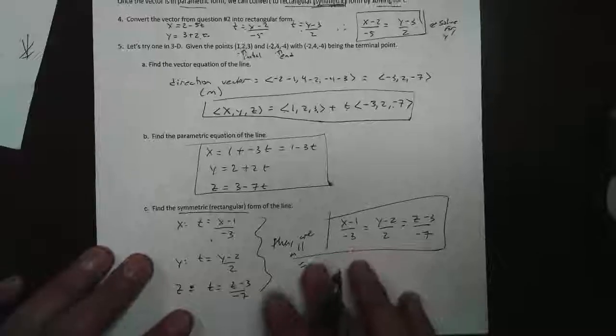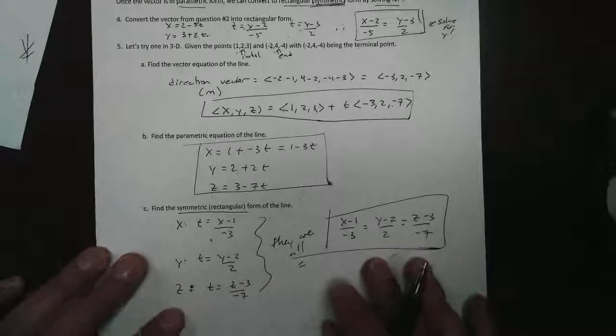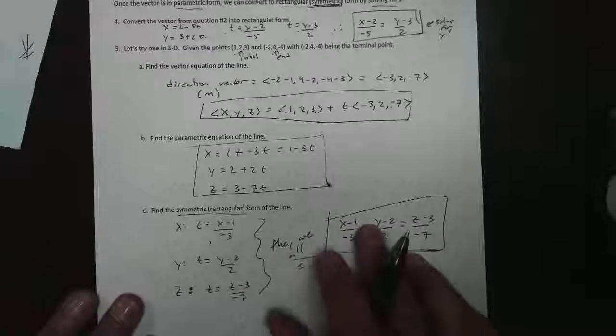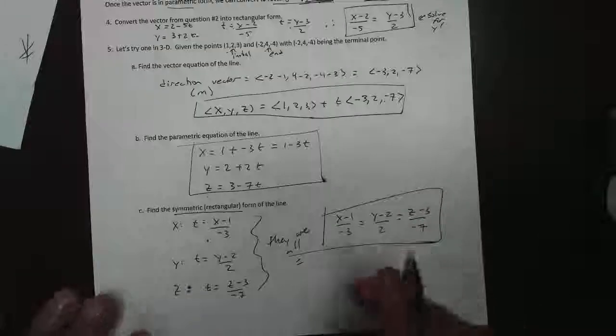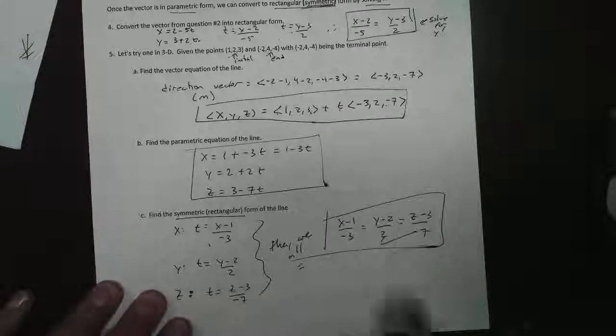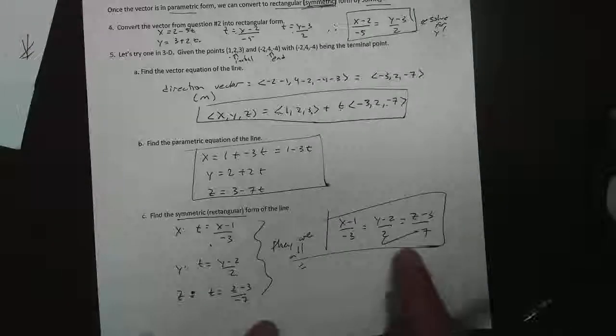Now, we didn't simplify it. We didn't solve it or anything like that. You can, if you want to, cross multiply here, then solve whatever that is. Cross multiply here, solve it, whatever that is. But it's okay to leave it like this. And this is the equation of our line in 3D in rectangular, or that symmetric form right there.